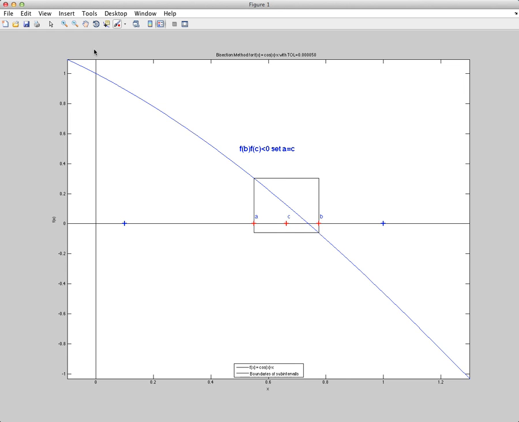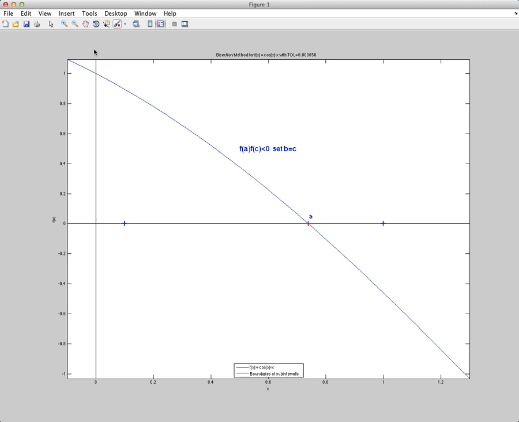So I update, in this case, A equals C to form that interval. And the midpoint now is to the left of the root, so we update A again to equal C. And now, if we choose a midpoint, you'll note that C is to the right of the root, so now we update B to equal C, and so on. We can keep doing this, and you notice that the interval gets smaller and smaller, and eventually we get close enough to our root.